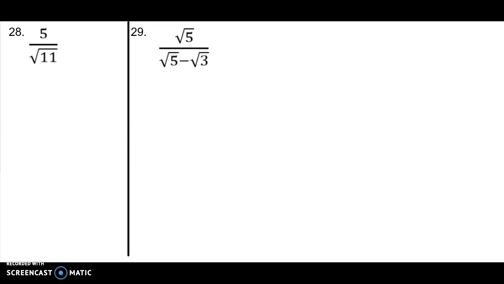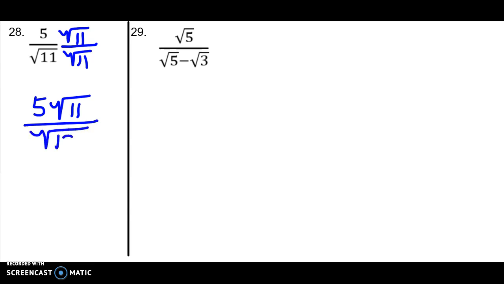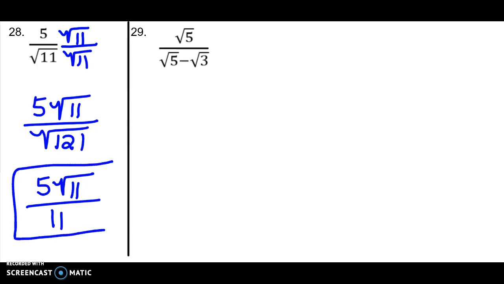So in number 28, we have a square root of 11 in the denominator of our fraction. And in order to get rid of that, we're going to multiply the numerator by the square root of 11. And we're going to multiply the denominator by the square root of 11. So now we have 5 square root of 11 over the square root of 121. And we should know that the square root of 121 is just a plain old 11. So now we've gotten rid of the square root in the denominator and we have a proper fraction.